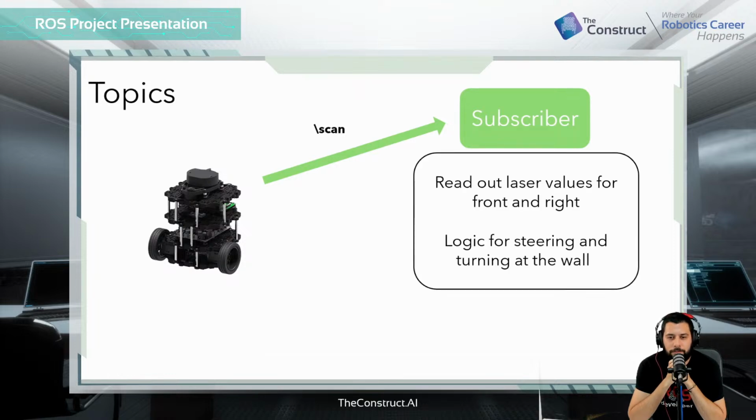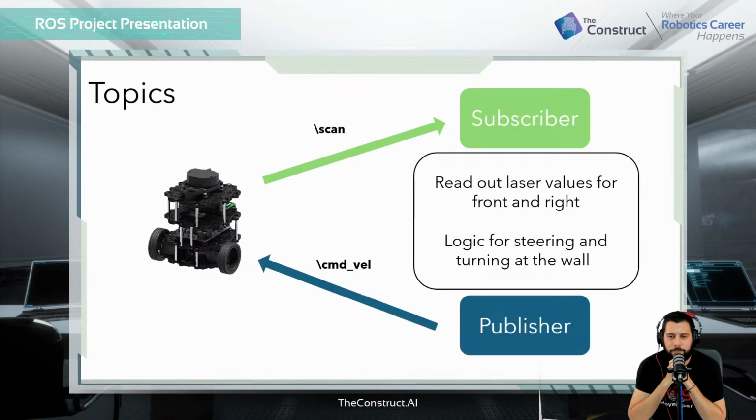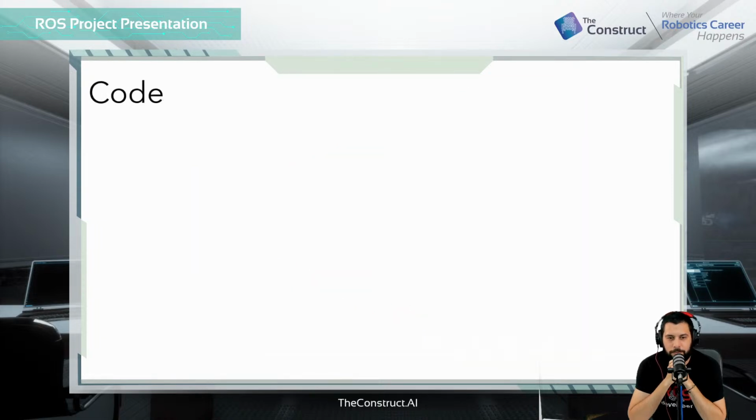And then in the code, we read out the laser values for the front and the right side of the robot. And then there's the logic for steering, like should we go further to the wall, further away, or turn at the corner? And then the publisher publishes a twist information to the robot, so that makes it actually move. This is what my code looks like for that.